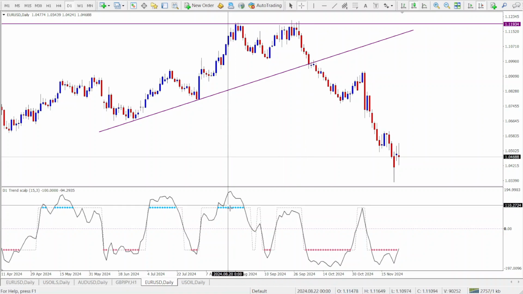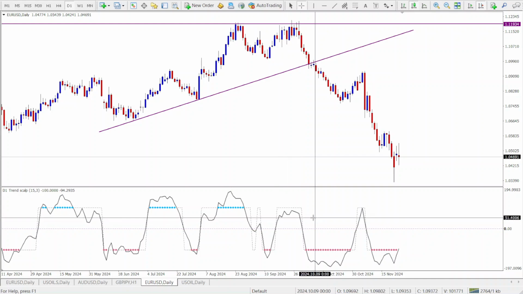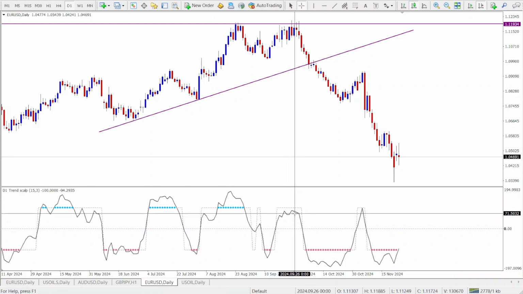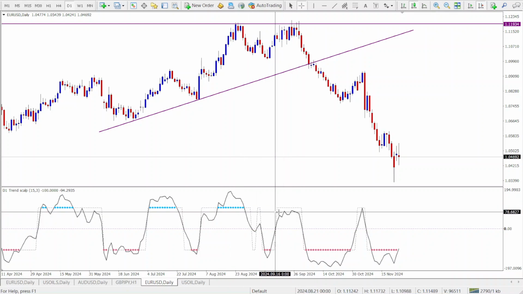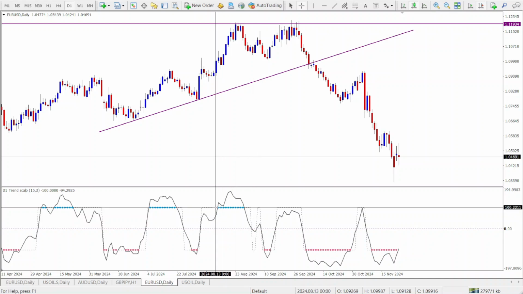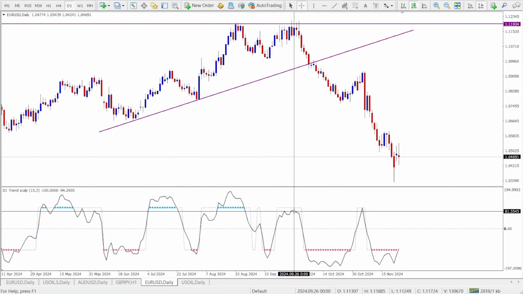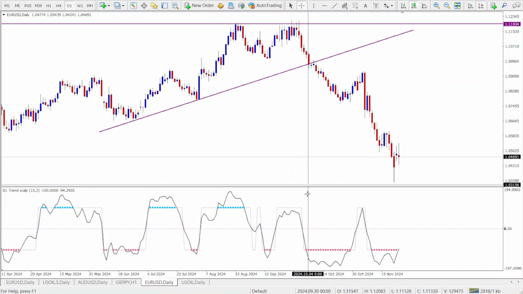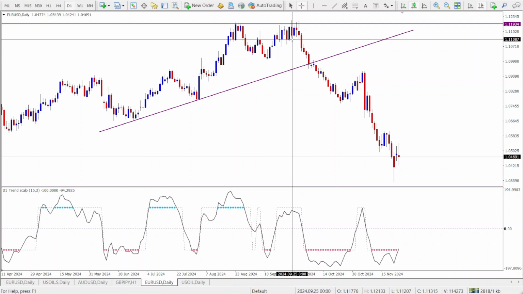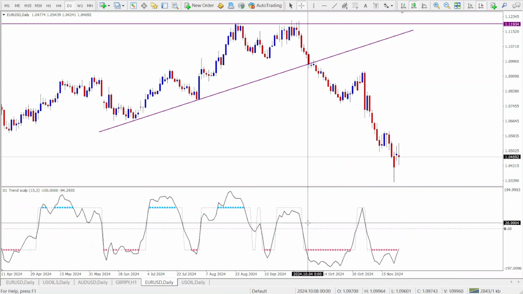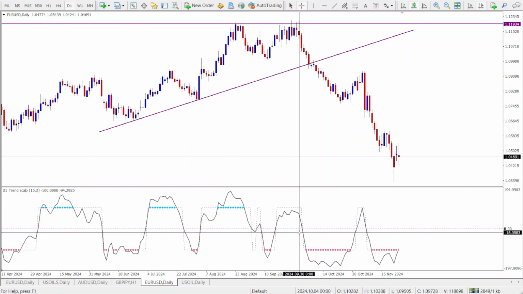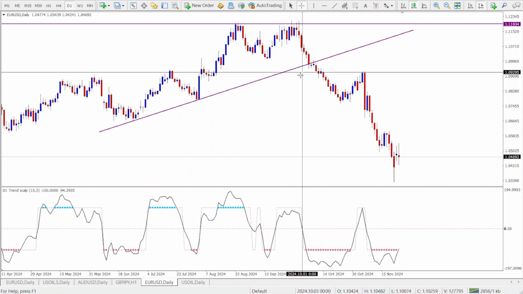Even though those blue circles did not form, you can see that the indicator got towards a high level that somehow coincided with the previous levels where those blue circles were forming. So it got close to that and started turning down. It would have been a sign to exit our buy trade. And then once the indicator entered the negative territory, it was a signal to enter a sell.